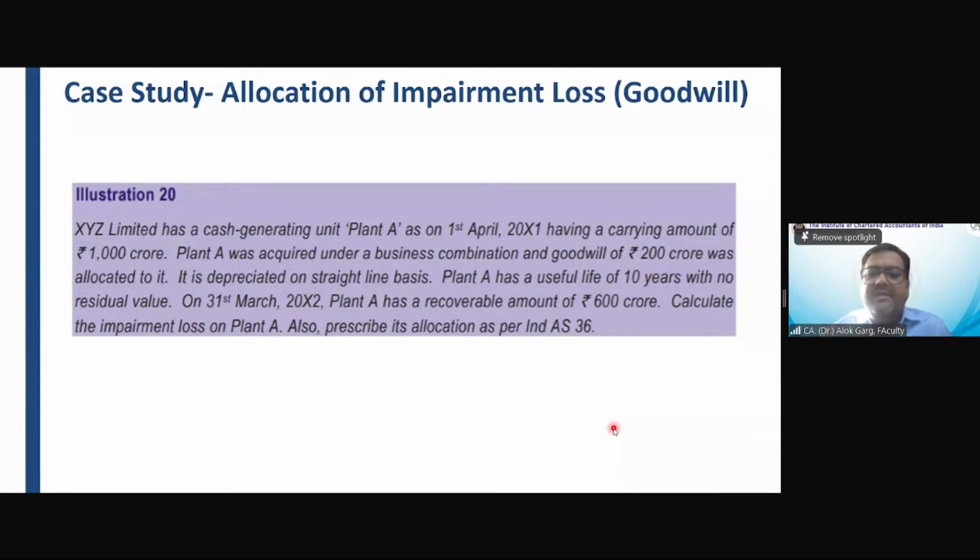Khushi is asking, sir, in business, internally generated goodwill is not recorded. Yes, it is not allowed. So all these goodwill are goodwill arising in a business combination. These are purchased goodwill, not internally generated goodwill.